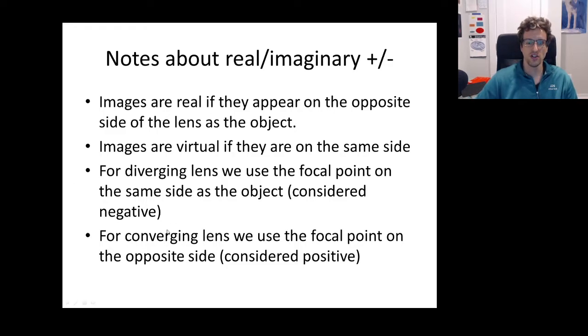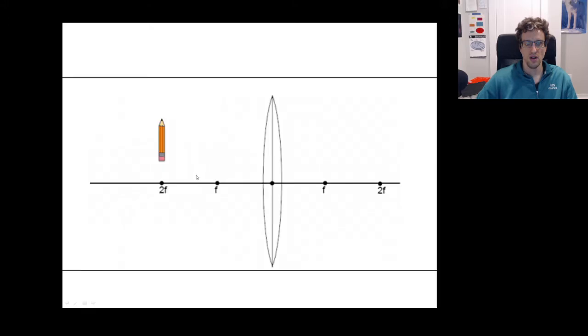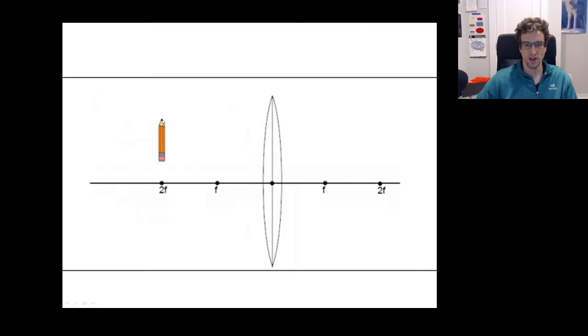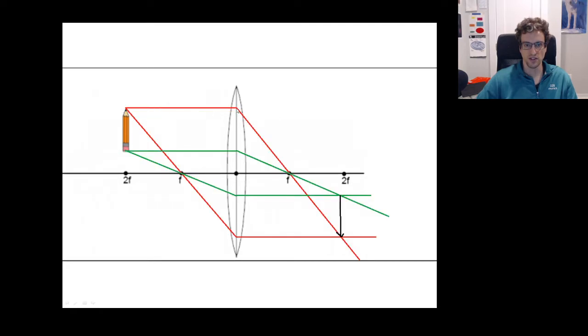Okay, so for a converging lens, we use the focal point on the opposite side, as you saw, right? Because that's where the light rays converge. And for a diverging lens, we use the focal point on the same side. All right, so again, this is how we do it. We're going to take light from the top here. We're going to draw it parallel to the principal axis, and then it's going to refract through the focal point. And light from that, it's going to refract through the focal point on the same side, and it's going to go that way.